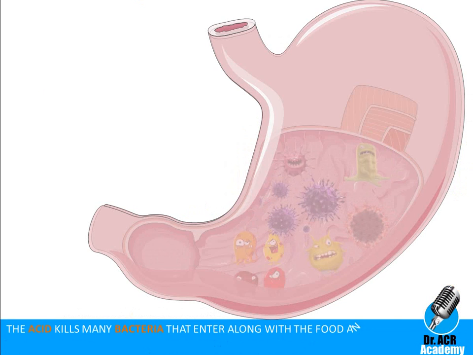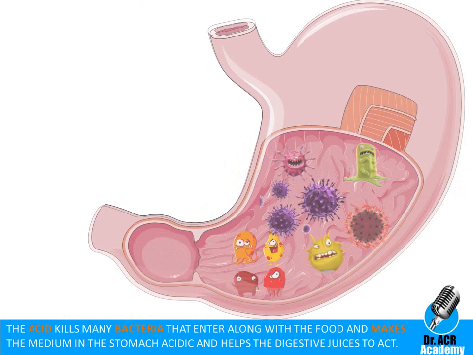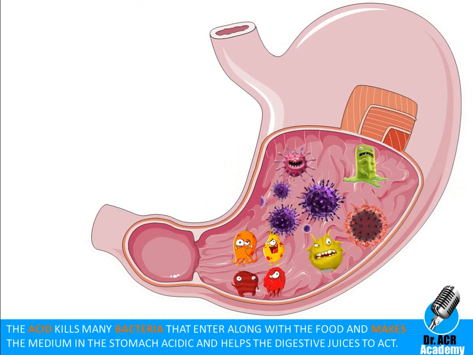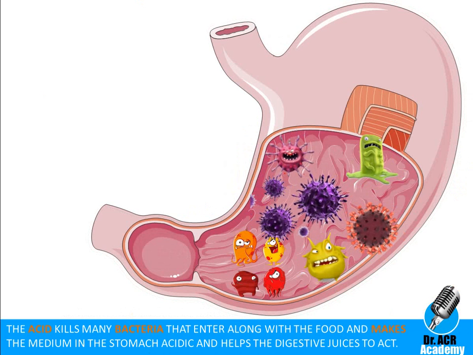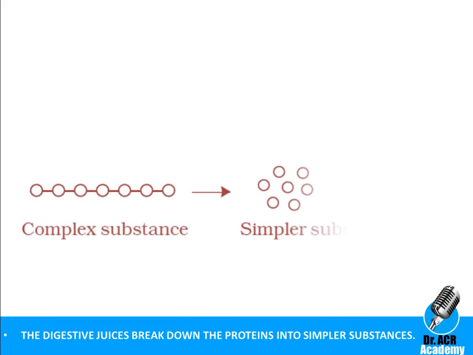The acid kills many bacteria that enter along with the food and makes the medium in the stomach acidic, which helps the digestive juices to act. The digestive juices break down proteins into simpler substances.